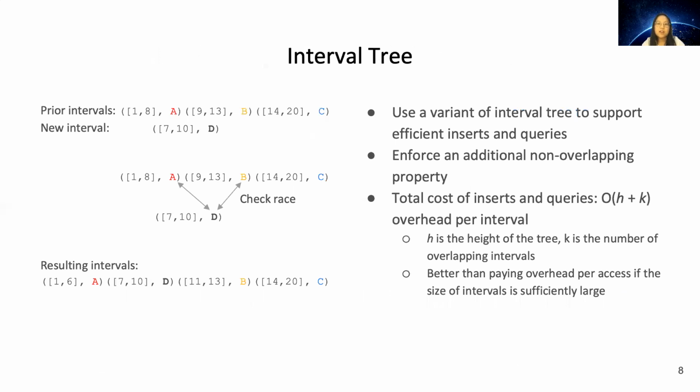In order to support such efficient inserts and queries, we use a variant of interval trees to maintain the intervals. As we have seen from the example, we enforce an additional non-overlapping property that no 2 intervals in the tree overlap. Theoretically, it takes O(h + k) overhead per interval to insert or query, where h is the height of the tree and k is the number of overlapping intervals. This bound will be better than paying overhead per memory access if the size of intervals is sufficiently large.